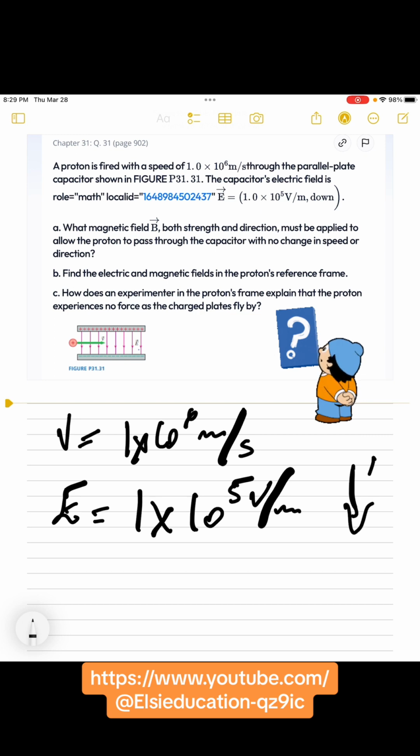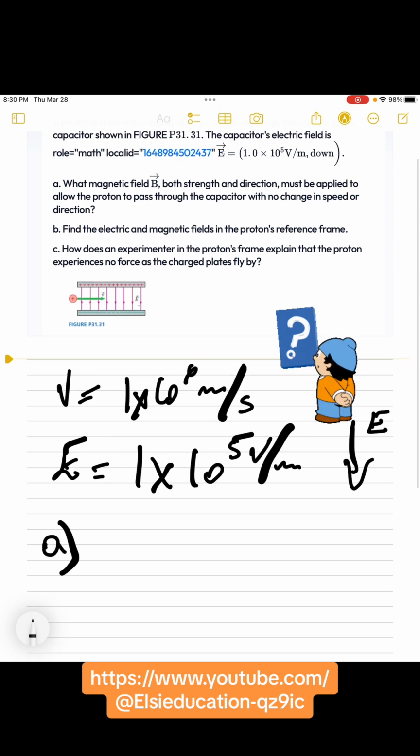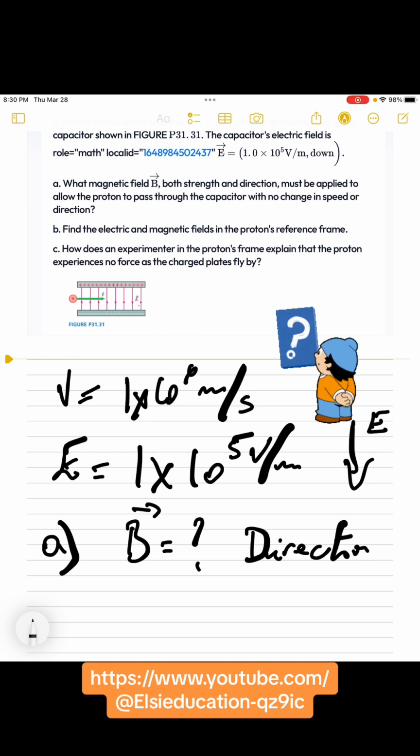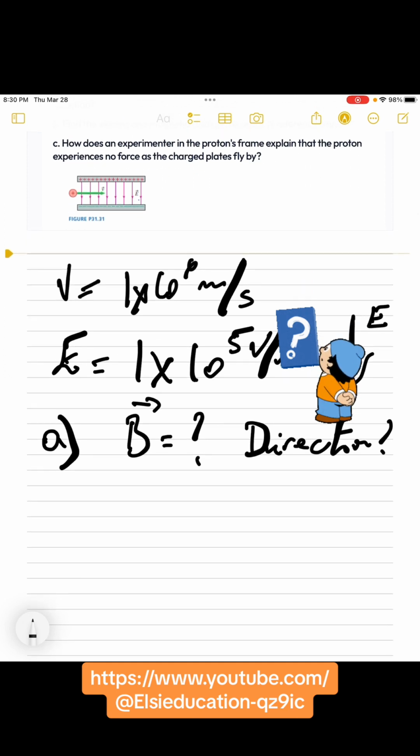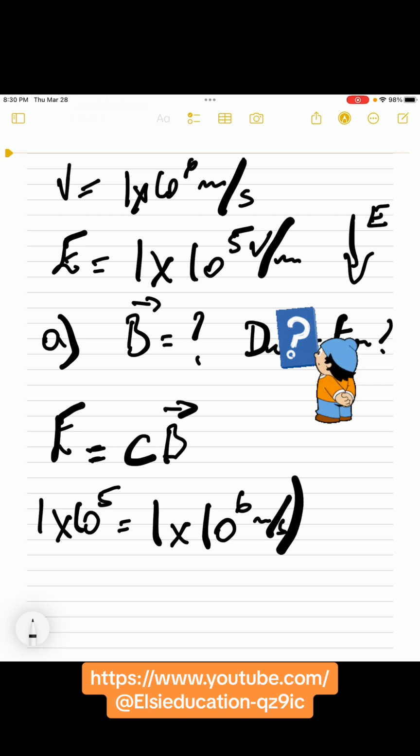and it shows the electric field is going down. Okay, so now on A, what is the magnetic field and the direction of the magnetic field? I use the formula of the electric field equal to the speed multiplied by the magnetic field. So 1 times 10 power 5 equals the speed of the proton, 1 times 10 power 6 meters per second, multiplied by the magnetic field.